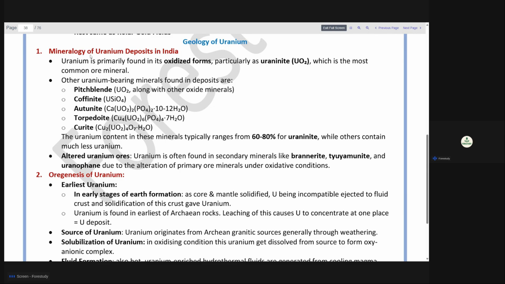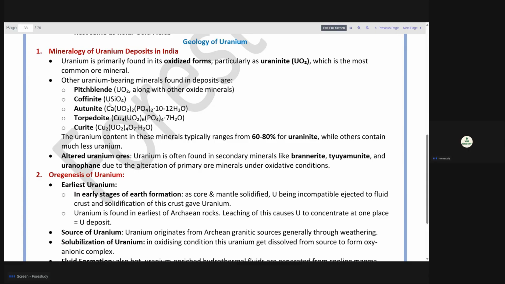So, mineralogy of uranium deposits in India. Uranium is primarily found in its oxidized form, particularly as uraninite. Uraninite, UO2, is the primary ore mineral of uranium, uranium oxide, which is the most common ore mineral. Okay, uraninite. Other uranium minerals found in deposits: pitchblende is also sometimes common, UO2, along with other oxide minerals.